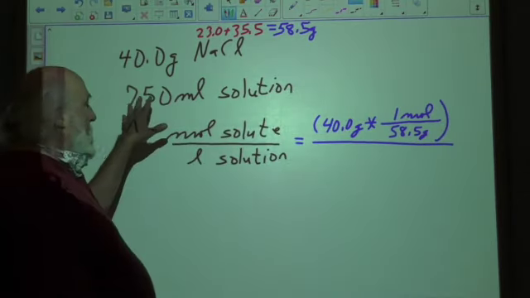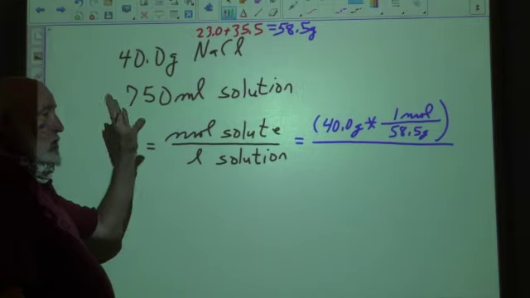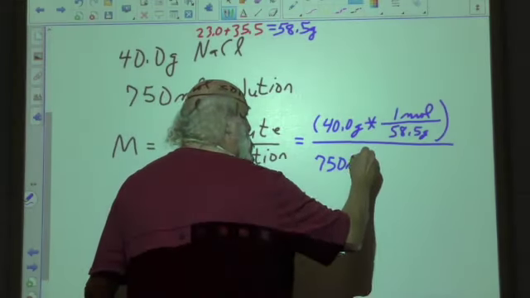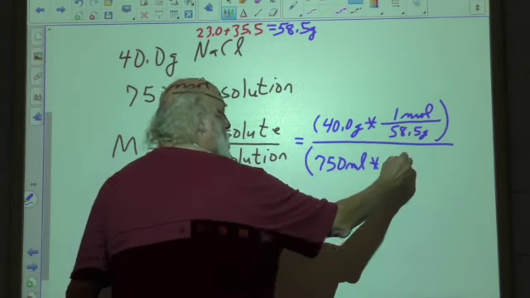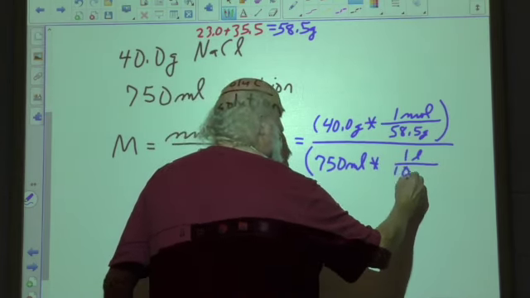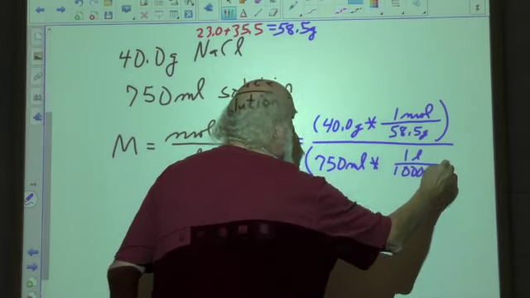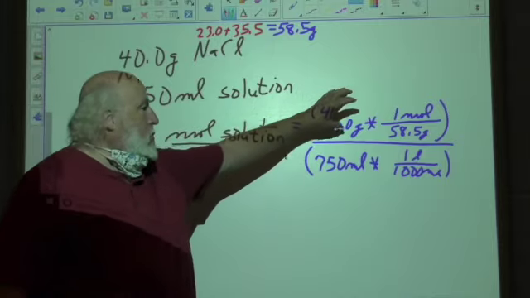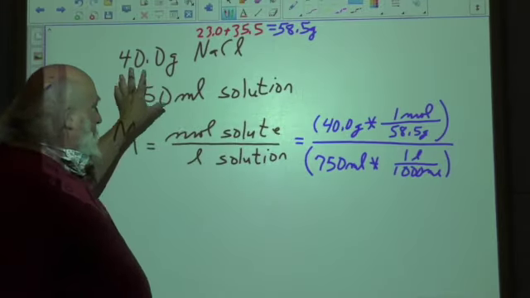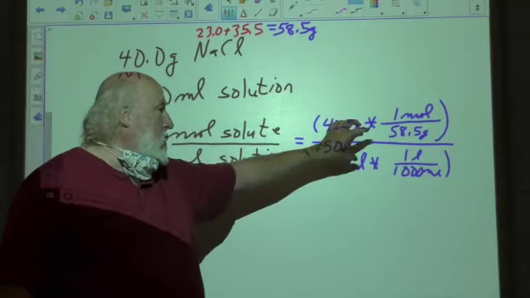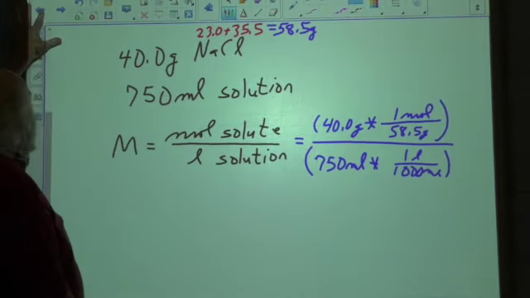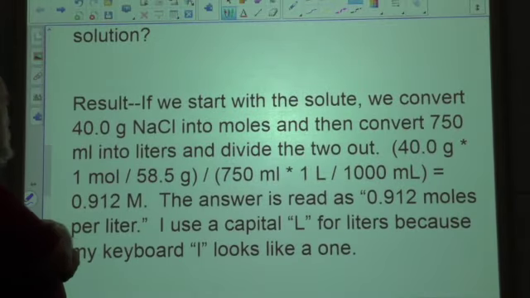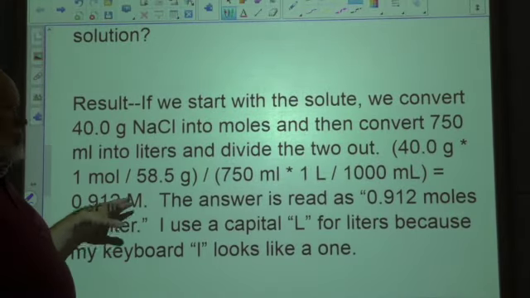and then we change the 750 milliliters of solution into liters. So 750 milliliters times 1 liter over 1,000 milliliters. Now, we don't have to put it in this form here. You can simply find the number of moles and put that right on top here. And you can take the number of liters from this and just put it right there instead of putting it all in parentheses. And then you divide the two out. And when we do that, we get 0.912 moles per liter.